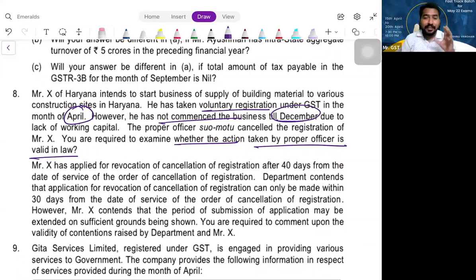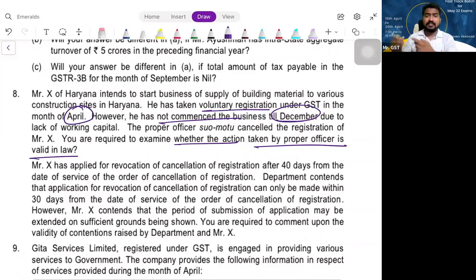Okay, see, we have seen cancellation of registration. There are two ways. One is suo moto by the proper officer. The other is voluntary cancellation by you. Clear? In that again, there are two different sets. In one set, there are some reasons where either you can ask for voluntary cancellation, or the department can come and cancel. That is suo moto cancellation. You remember death of the proprietor, amalgamation, merger, demerger, change in the constitution of the business, all these cases.